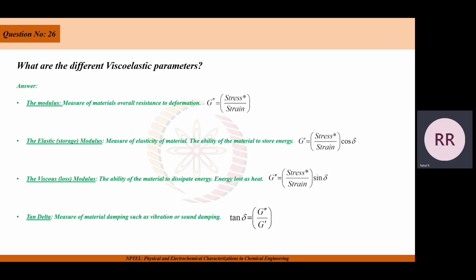And the last one is tan delta, which is a measure of material damping, such as vibration or sound damping. So how much the material can actually damp a vibration or sound is given by tan delta, and tan delta is given by the viscous modulus divided by the storage modulus. So the ratio between the viscous modulus and the storage modulus gives us the measure of how well the material can damp vibration or sound. So the different viscoelastic parameters are the modulus, the storage modulus, the loss modulus, and tan delta. I hope this is clear to you. Let's move on to the next question.